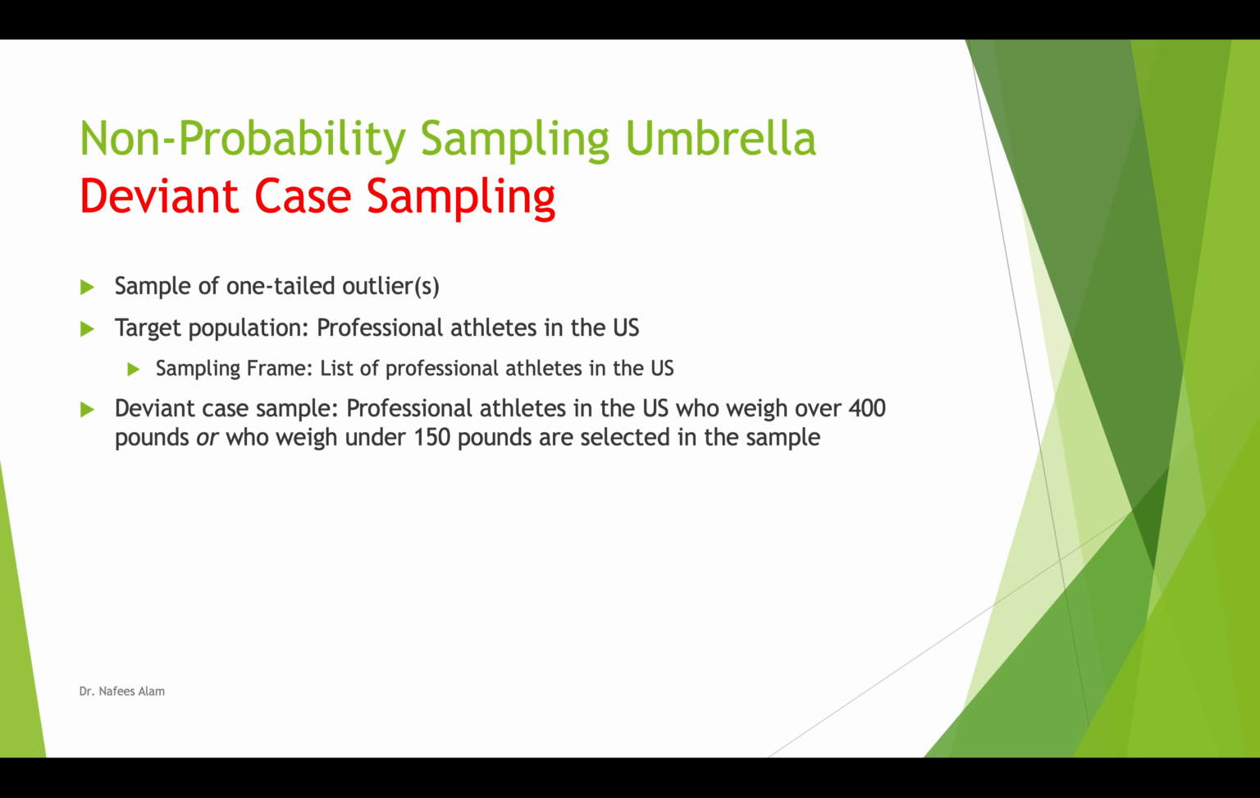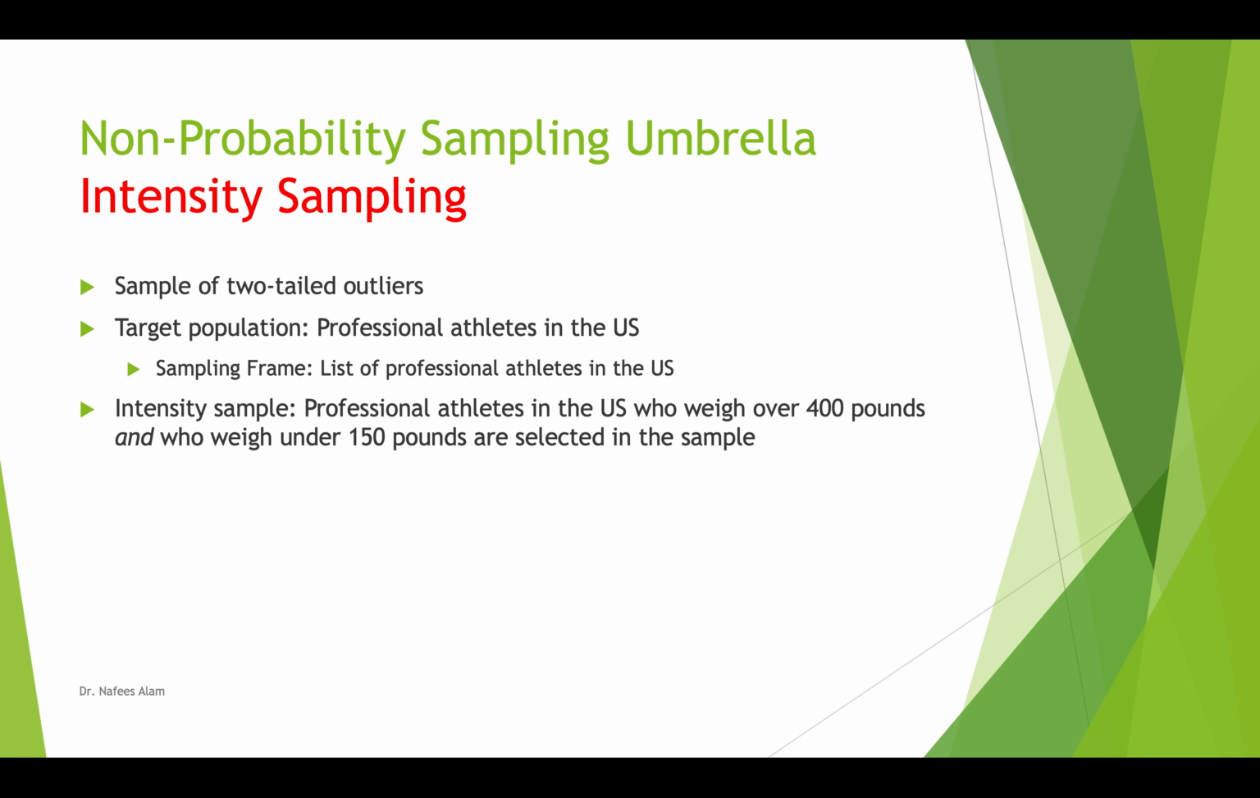Now, if we change the keyword from "or" to "and," we come to intensity sampling. Under the non-probability sampling umbrella, we have here intensity sampling. It's a sample of two-tailed outliers. And the target population, again, staying the same, professional athletes in the United States. The sampling frame is a list of professional athletes in the United States. And an intensity sample would be professional athletes in the United States who weigh over 400 pounds and who weigh under 150 pounds are selected in the sample.